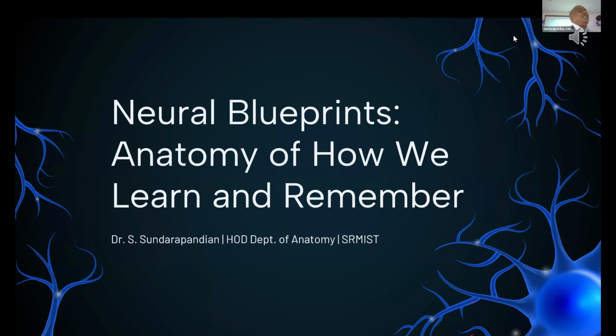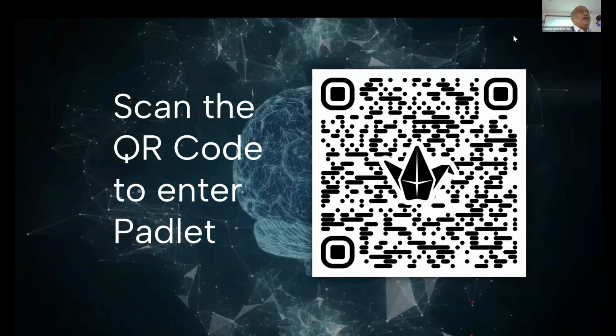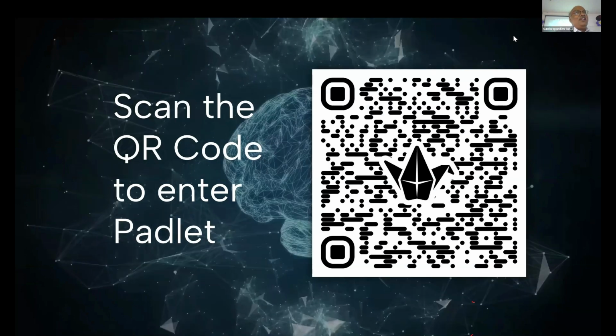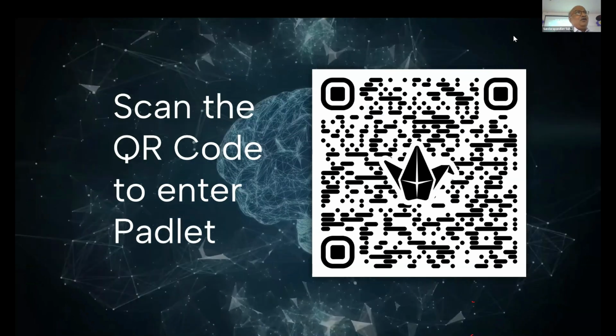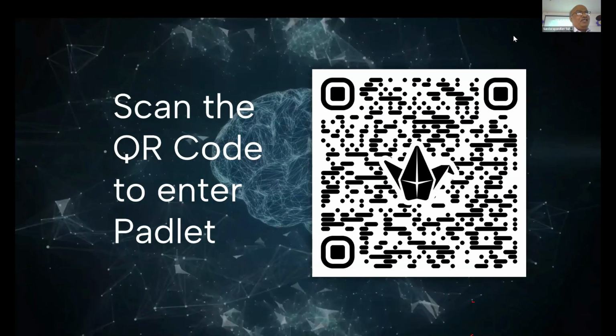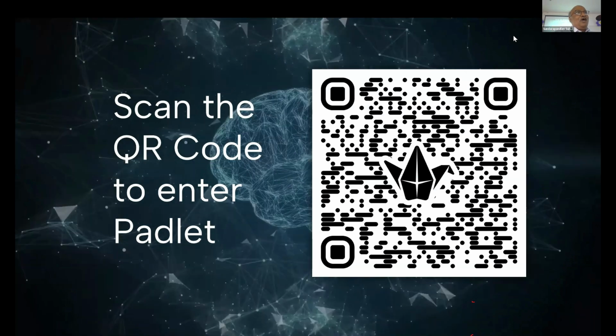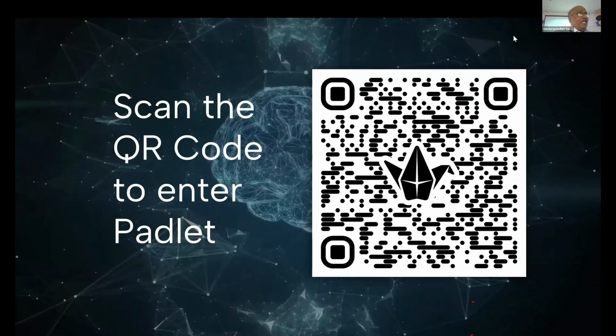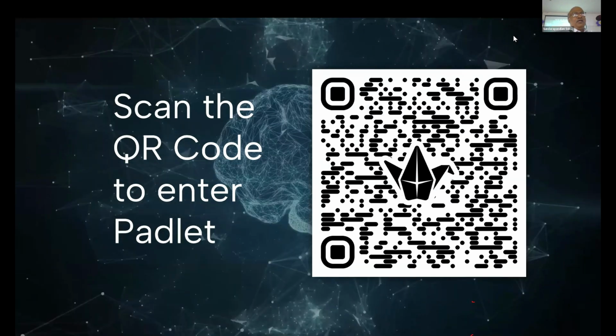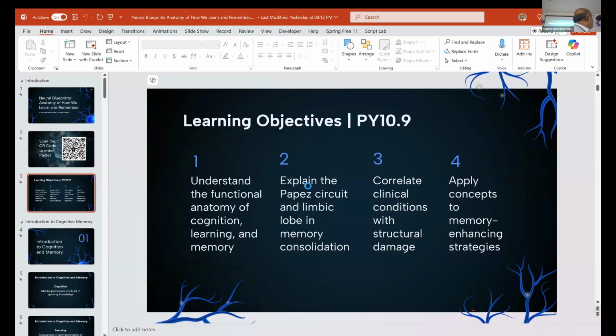So what is it? Recalling, isn't it? Something you are recalling. I hope you are all familiar with that song. How that memory is getting consolidated, that we are going to learn now. The competency number, I hope, is PY 10.9. That is the memory.